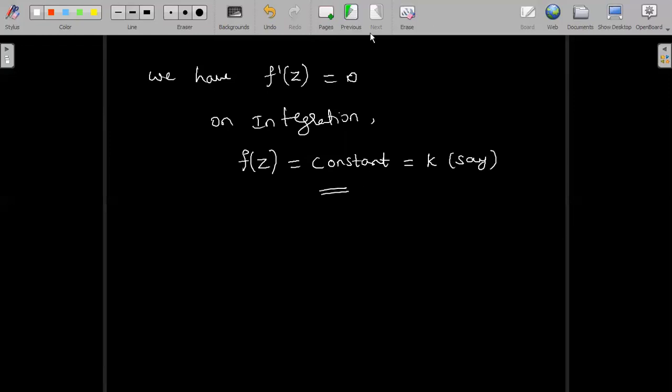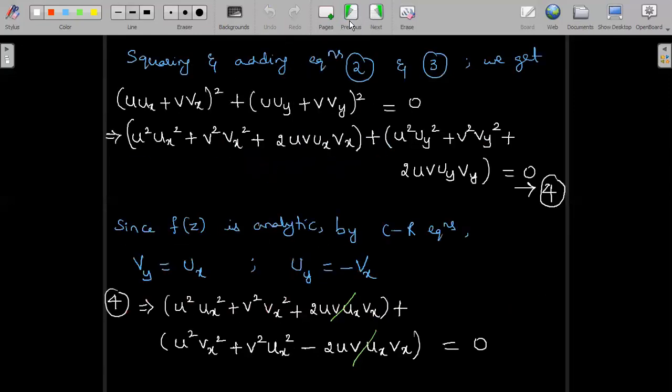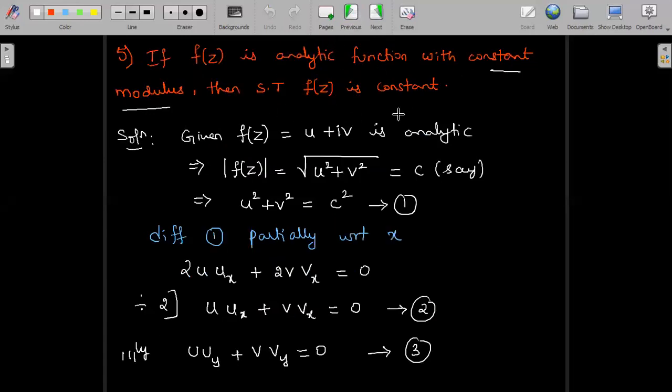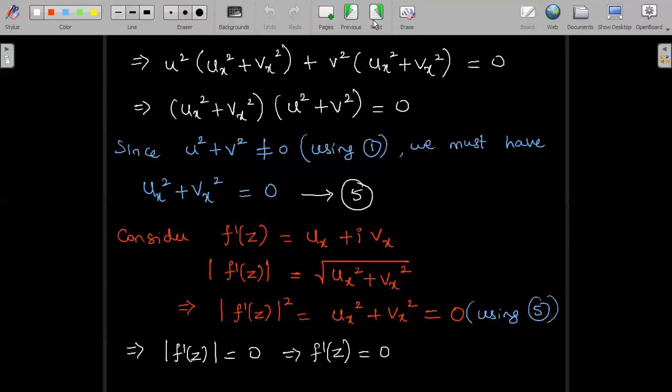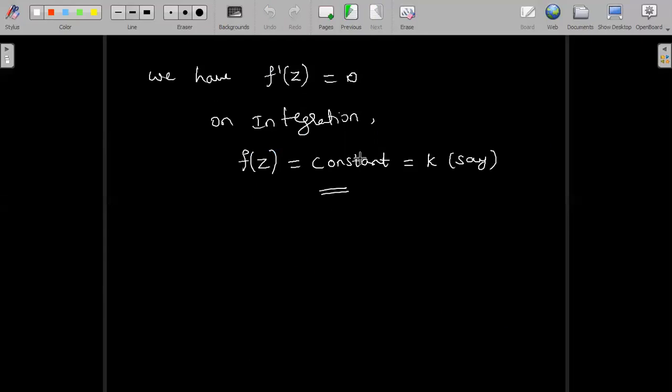If we could recall, we had to prove that f of z is constant. Given f of z is an analytic function with constant modulus. Having constant modulus we took in the beginning only, no? So having mod f of z is equal to constant, we need to prove that f of z is also a constant. F of z is constant. Hence the proof.